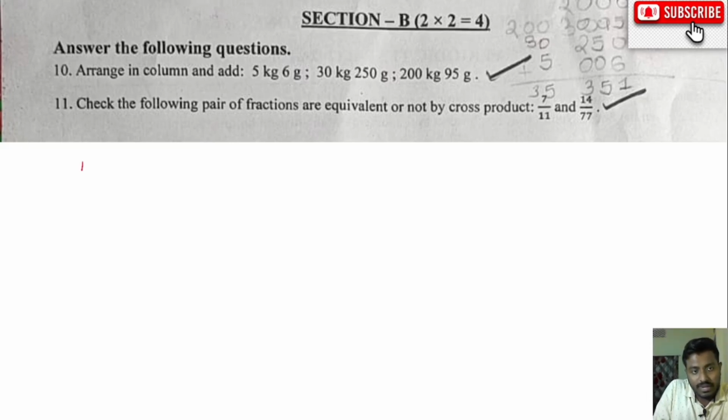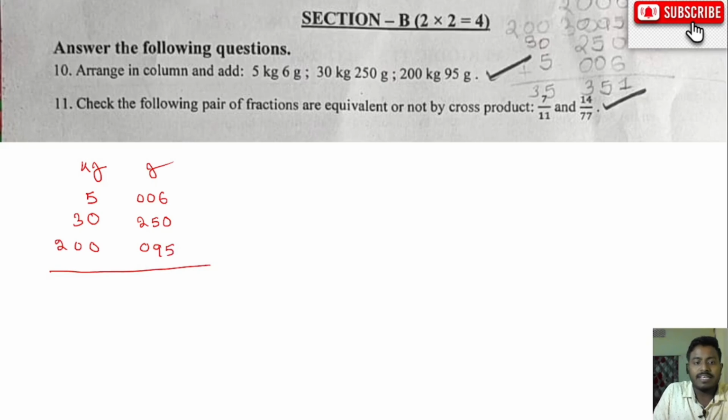Okay, first write down, here is kg, here is gram. Now 5, here is 6. 6 means we can write 006, yes or no, because gram is written in 3 digits. Okay, now next one is 30 kg 250 gram. Now next one is 200 and 95. 95 means 095.